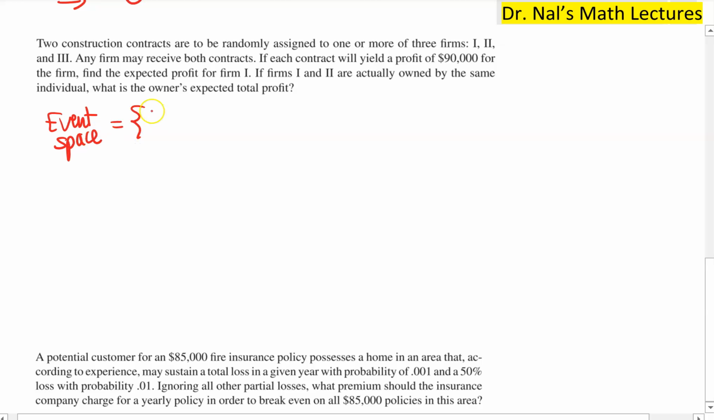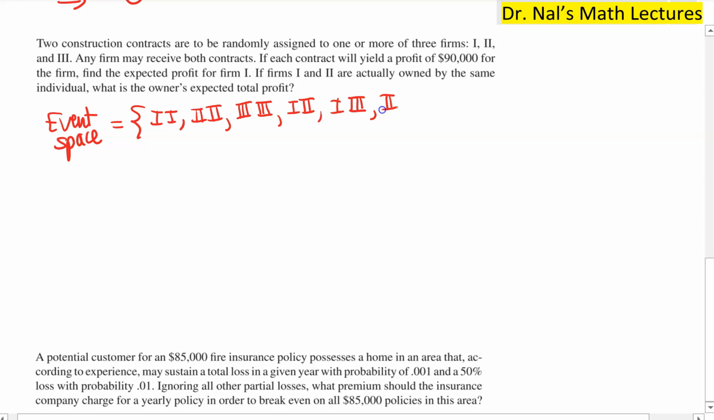So what can happen is both contracts go to the first firm, or both contracts go to the second firm, or both contracts go to the third firm, contract 1, contract 2. Or it might as well be that contract 1 goes to the first firm, contract 2 goes to the second firm, or contract 1 goes to the first firm, contract 2 goes to the third firm. That's pretty much all the combinations for the first firm getting the contract.